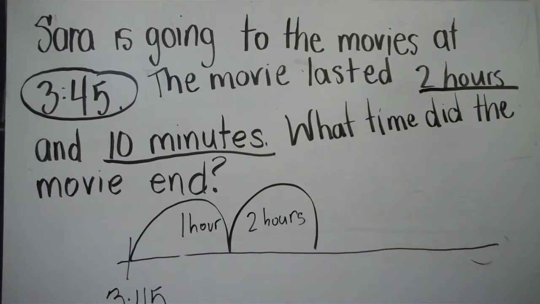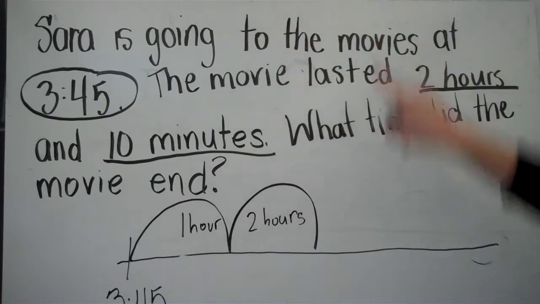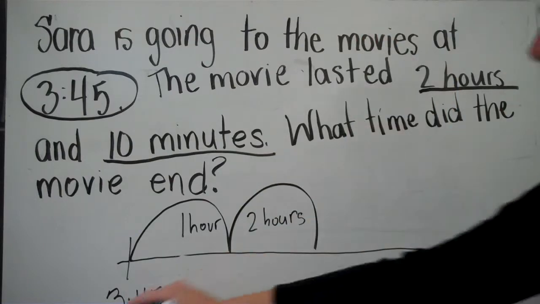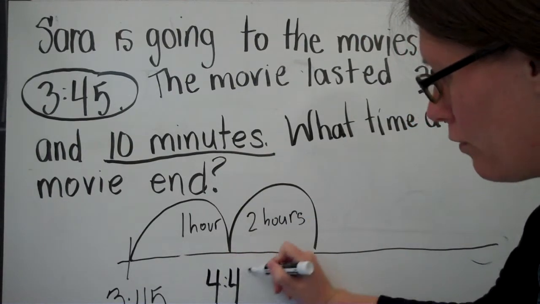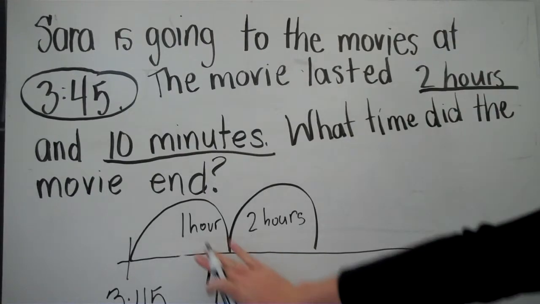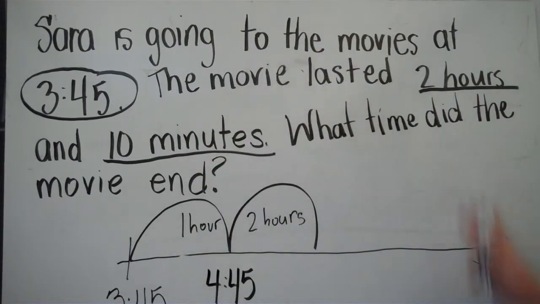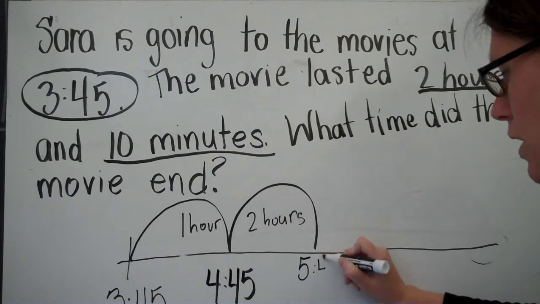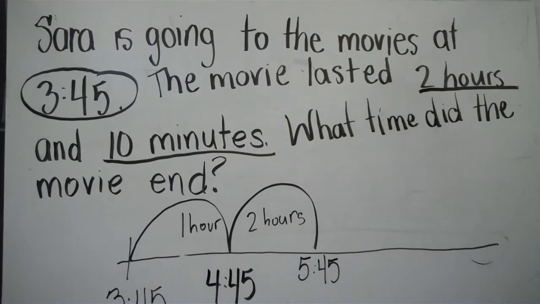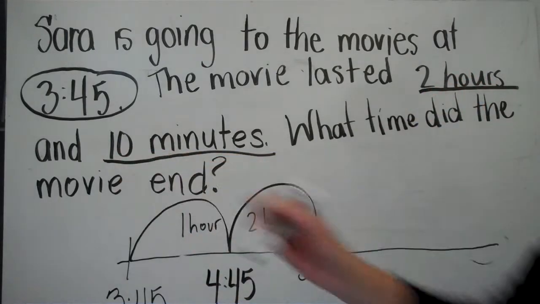Okay? And then I'm going to put my times down. In 1 hour means my clock is going all the way around. I'm just bumping that hour up to 4:45. And then another hour all the way around the clock is 5:45. I went my 2 hours. Now I'm going to go 10 minutes.